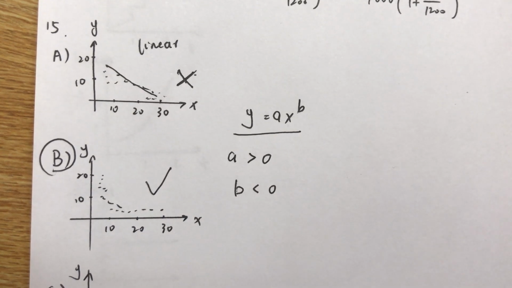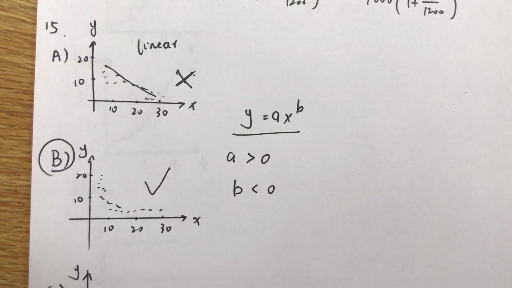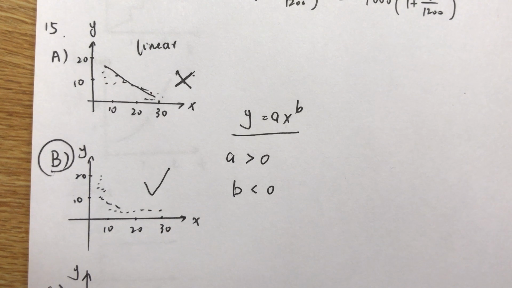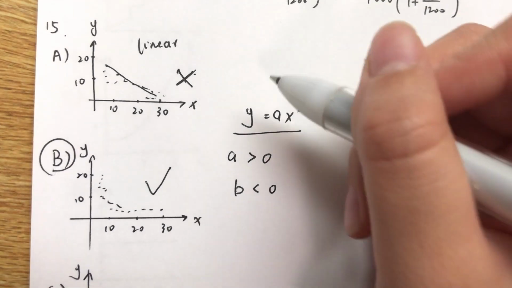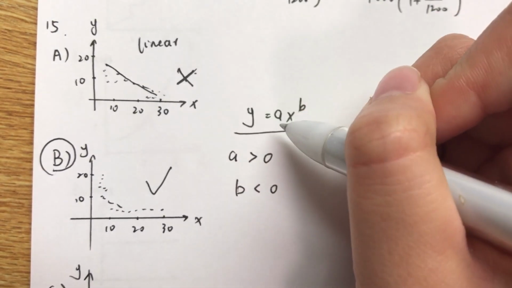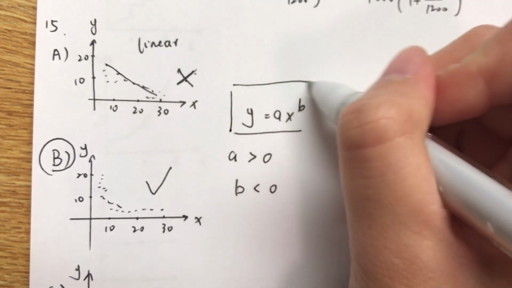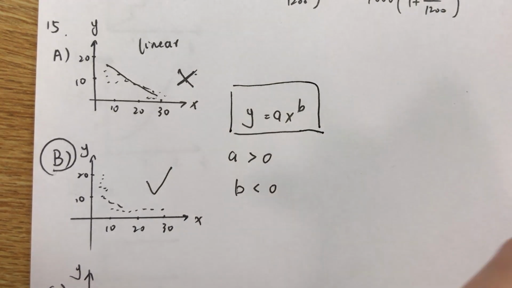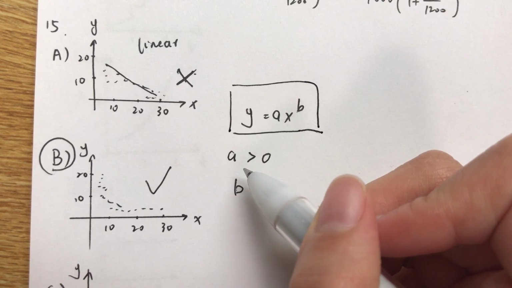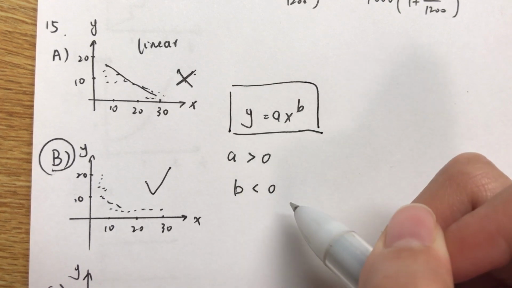So question number 15 is a graph question. And the question asks which of the following scatter plots shows a relationship that is appropriately modeled with the equation y equals a times x to the b, where a is positive and b is negative. So from the question, we get the equation which is y equals a times x to the b. So this is the equation, and a is positive, b is negative.